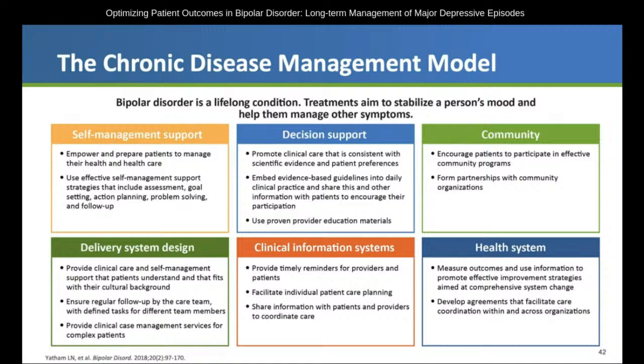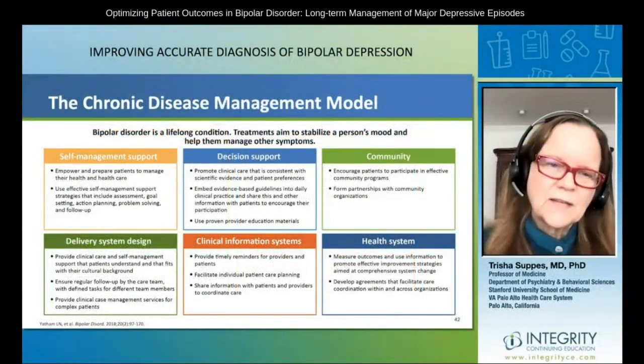So it's important that they hear from you as well. And then the community, if you can engage folks in community programs, there's a number of them for people with bipolar disorder. And these other factors I think are also important. Again, delivery system design, how are they going to take care of them? I like some of these, we don't use these enough, clinical information systems, and then looking at the overall health system. This is the kind of slide we probably could do an entire talk on.